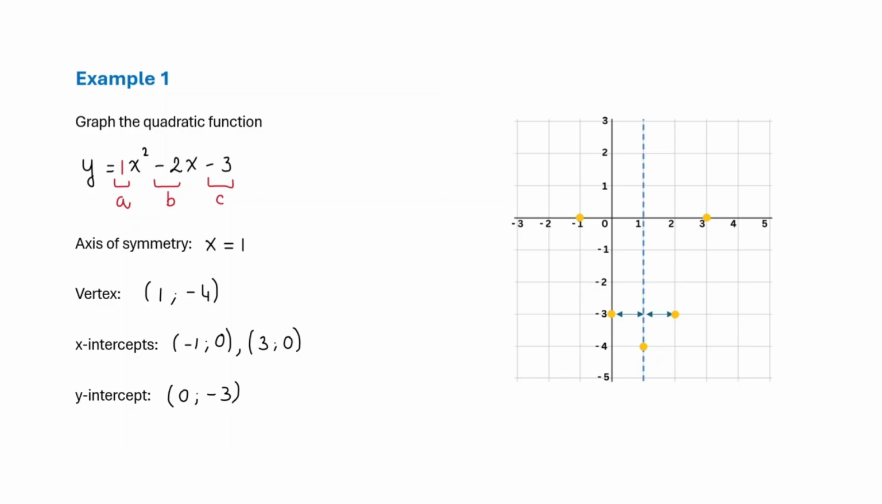Since the coefficient of x squared is positive, the graph opens upwards. Starting from the vertex, we draw a smooth curve through the points, making sure that the two sides are symmetrical about the line x equals 1. And that completes the first graph.